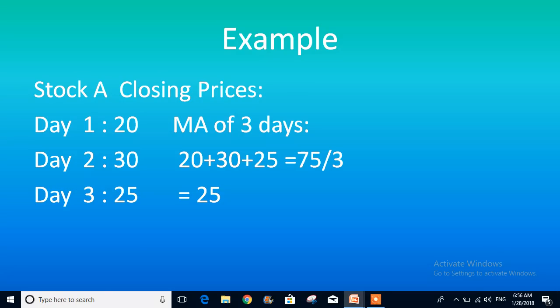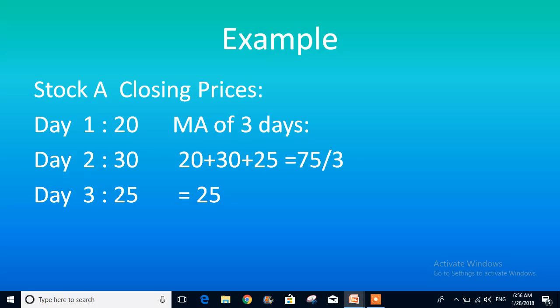Okay, how do we calculate? We'll consider the day 1 closing price, day 2 closing price and day 3 closing price, divided by the number of days. So the day 1 closing price is 20 rupees, day 2 closing price is 30 rupees and day 3 closing price is 25 rupees. The total sum from day 1 to day 3 is 75 rupees and the number of days is 3. So the simple moving average of 3 days of stock A is 25 rupees.